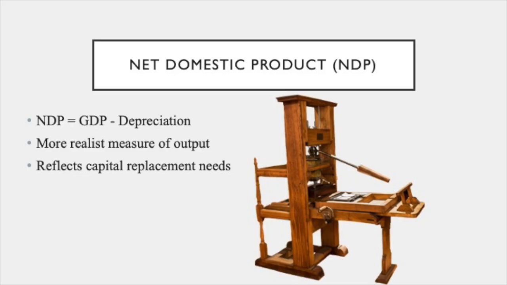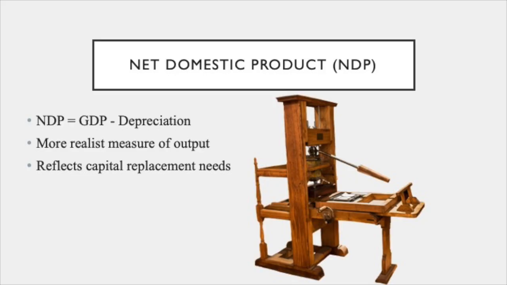Think of it like running a lemonade stand. If you earned $100 in sales this year, but $20 of that is just covering the cost of replacing your old juicer and cups, then your net gain, the amount you really added to your stand, is $80. That $80 is like NDP for the economy. It's the new production that actually increases our living standards.